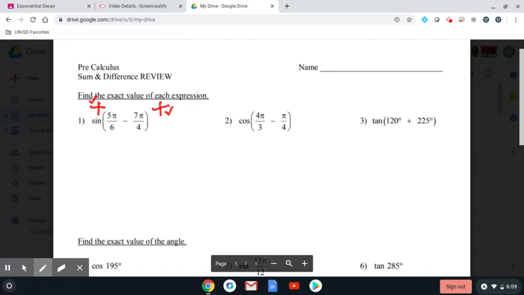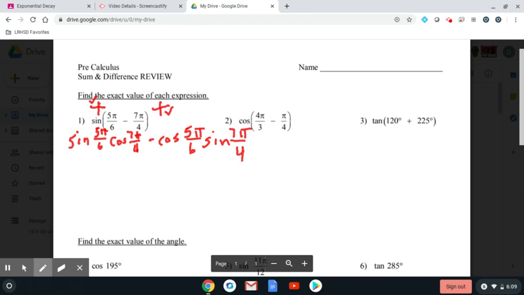So when we go to use our identity to actually find this value, we're going to have sine of 5 pi over 6 times cosine of 7 pi over 4 minus cosine of 5 pi over 6 times sine of 7 pi over 4. Okay, so once you have your identity written out with your angles plugged in, now you want to evaluate each of these.